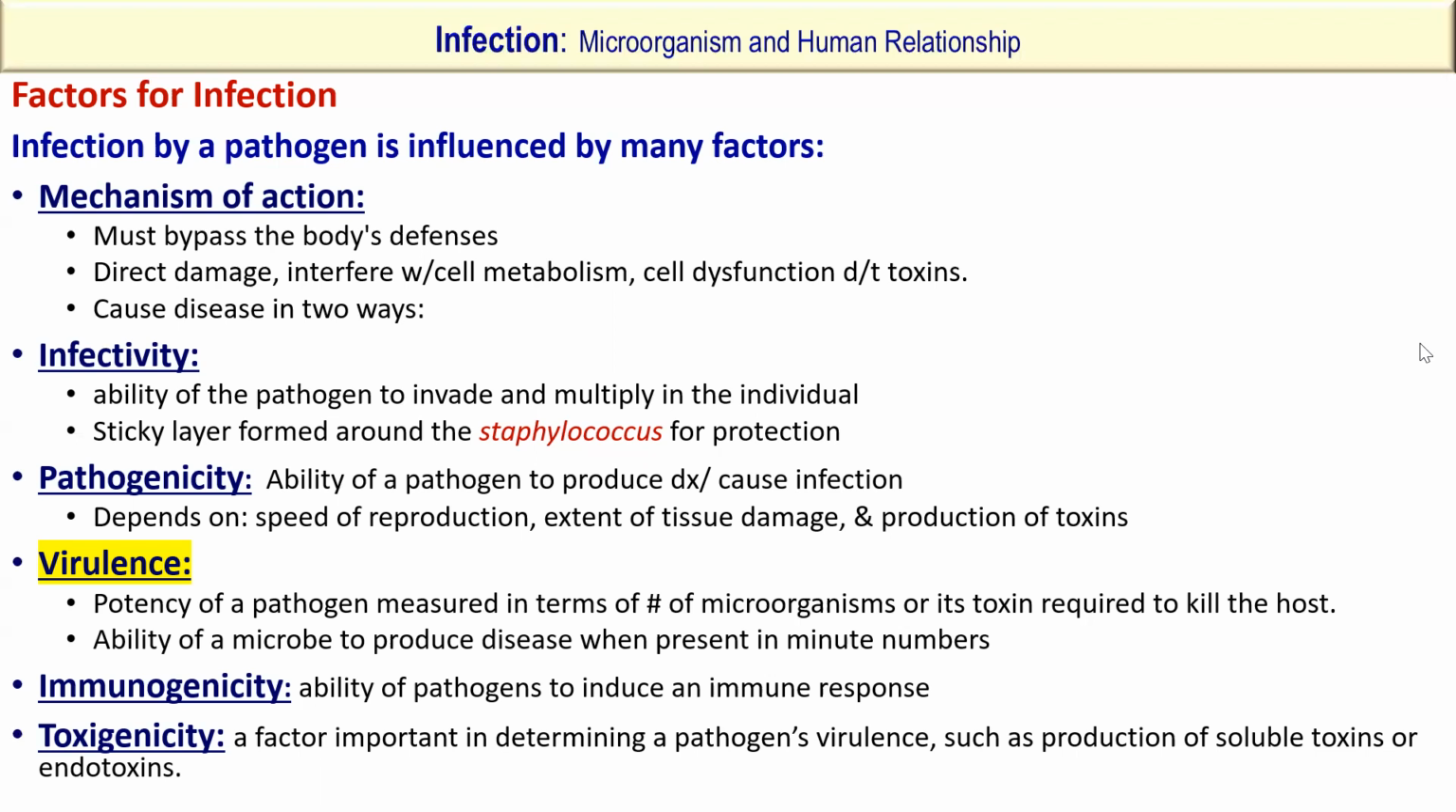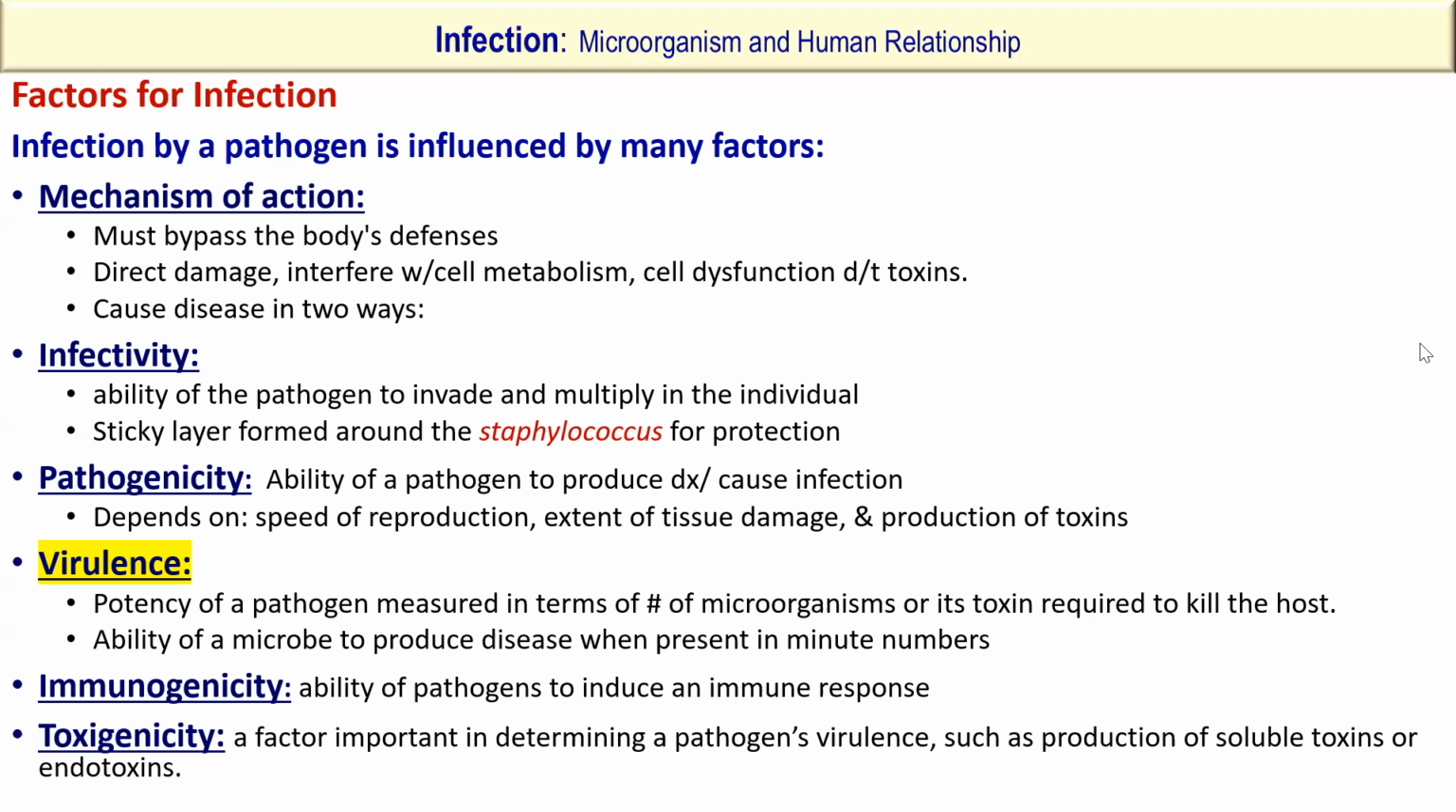Virulence is a very important concept here, a factor that governs or influences the ability of the microorganism to cause the infection. What is the potency? How strong is that pathogen? We usually measure virulence as the potency of the pathogen in terms of the number of microorganisms, how many cells, or how much toxin is required to kill the host and cause the infection.